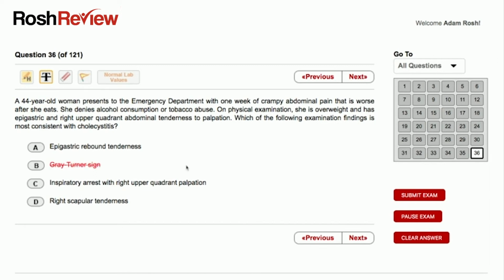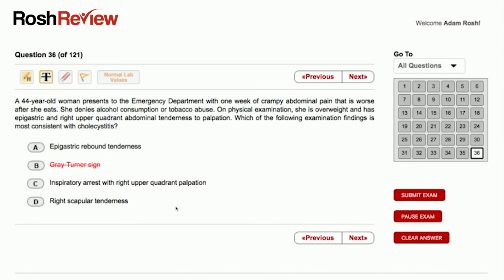And answer choice C, inspiratory arrest with right upper quadrant palpation. This certainly sounds like it's consistent with cholecystitis, specifically with Murphy sign. So let's just hold this one and we'll come right back to it.